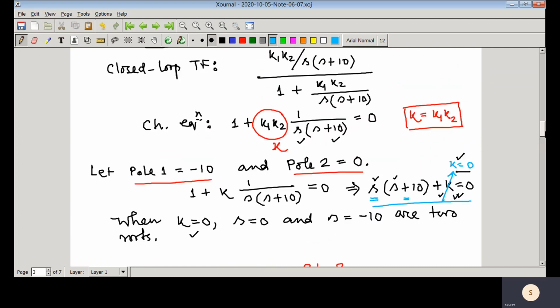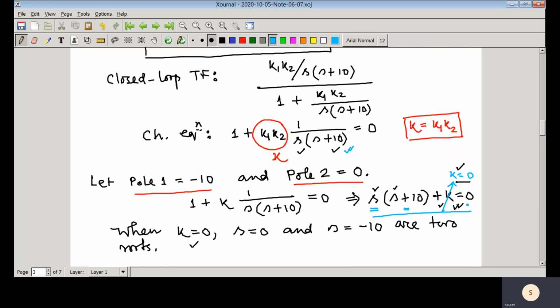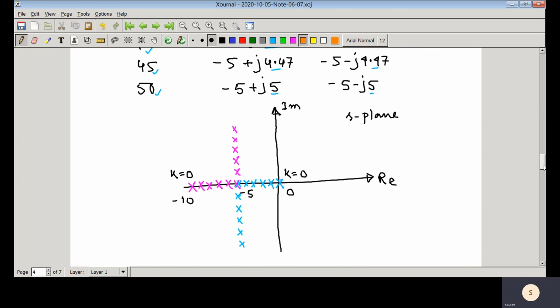So what we have seen: we have taken a simple example here, and two parameters are there, that is k1 and k2, and we have represented it in this particular structure. And if we see the characteristic equation, we will get 1 plus k into 1 by s into s plus 10, and then it would be s into s plus 10 plus k. Then we are varying this particular k, and we have seen that when k equal to 0, the root locus actually starts from the open loop poles.